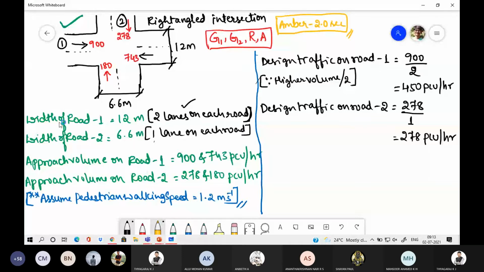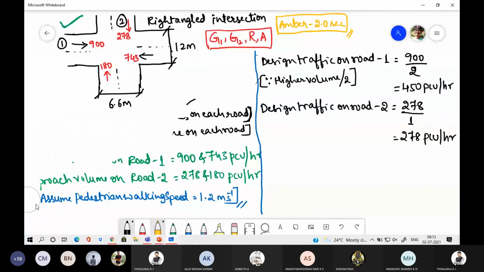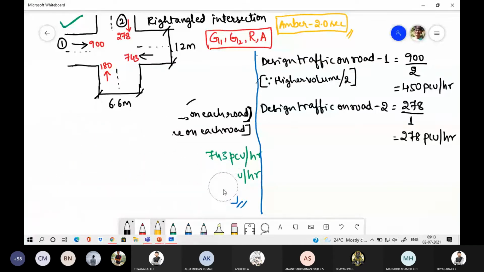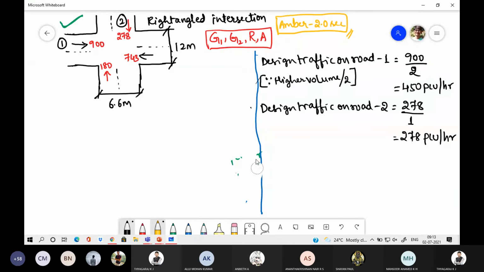If you have written, we'll go for the solution, the next part. Okay, I'll erase this one. Width of the road. You have to assume pedestrian walking speed as 1.2 meter per second. Now, step 1.